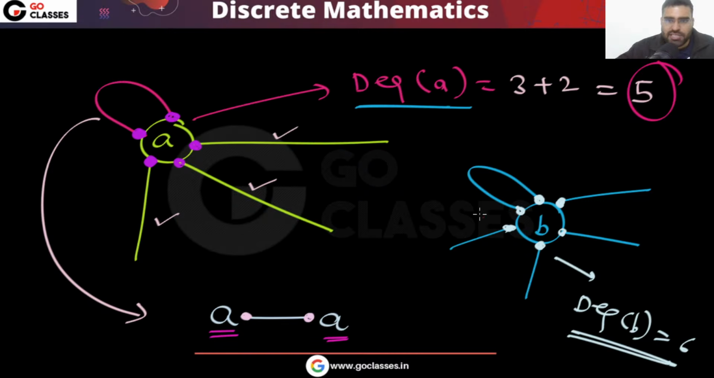The reason is very simple, because this self loop is falling on B 2 times. So that is the reason when you calculate the degree of a vertex, that self loop is counted 2 times. This is the degree of B is equal to 6. So this is your point.